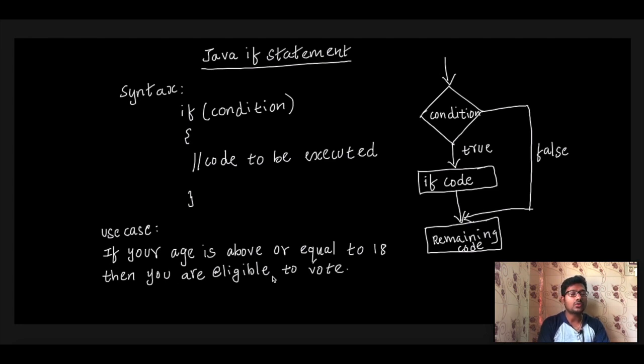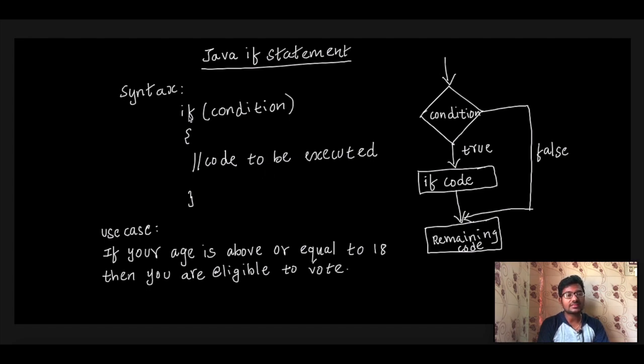You might have a doubt: how would we execute this programmatically? We will cover those things in this video. Here, if your age is above or equal to 18, that's the condition. Only if that condition is satisfied, then some statements should execute. So that condition would be checked. If your age is above or equal to 18, then we will execute some code.